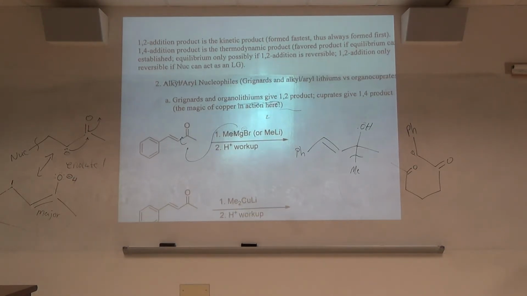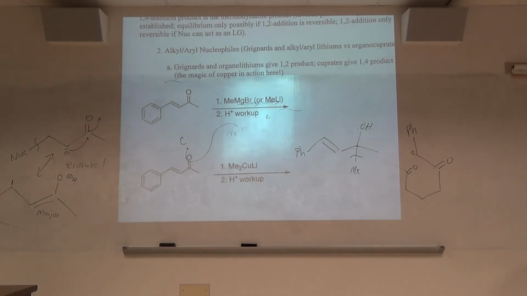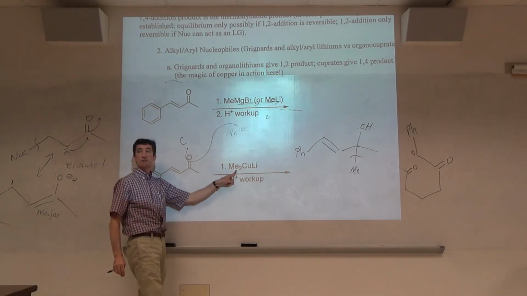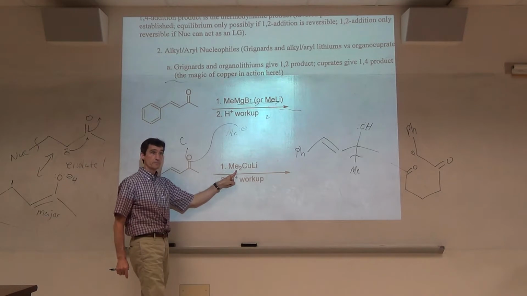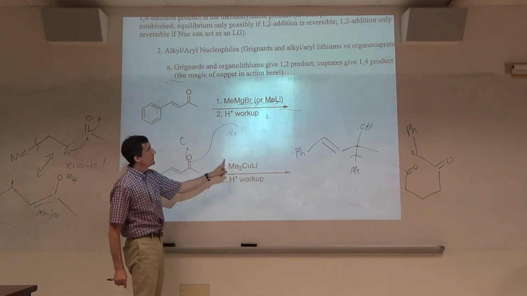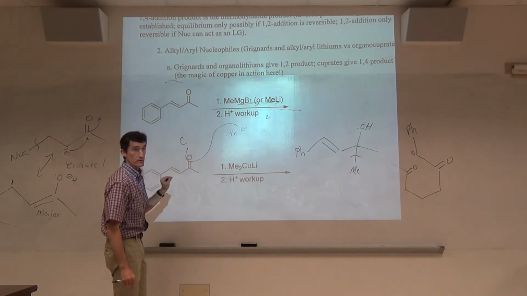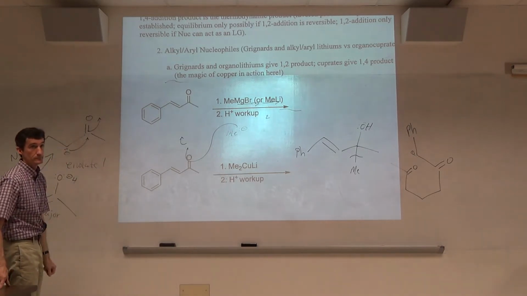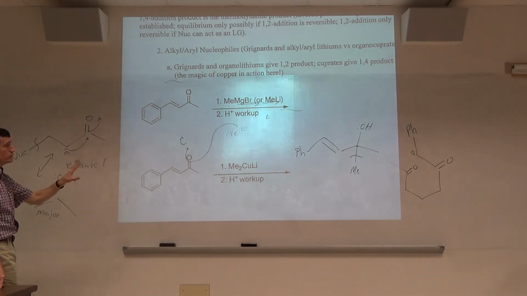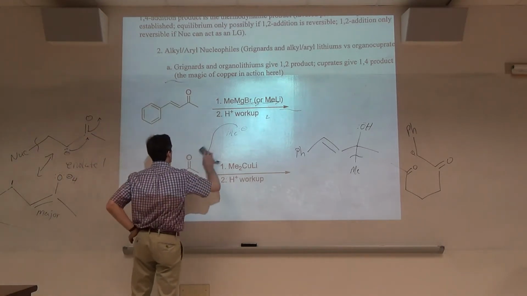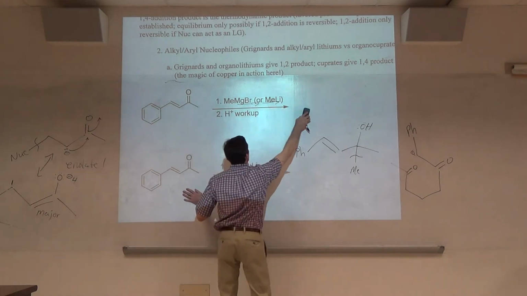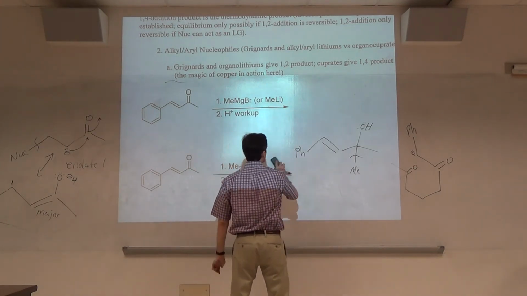Now, alternatively, cuprates. Remember cuprates? We used them when we reacted acid chlorides with cuprates to make ketones. Cuprates give the 1,4 product. Show the 1,4 product of this reaction, the Michael addition product.